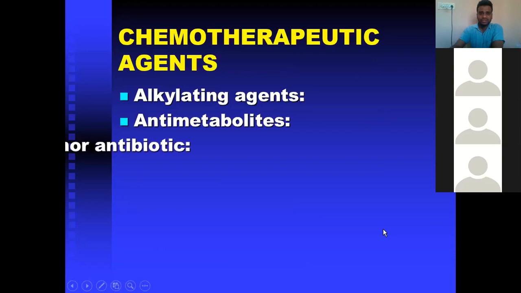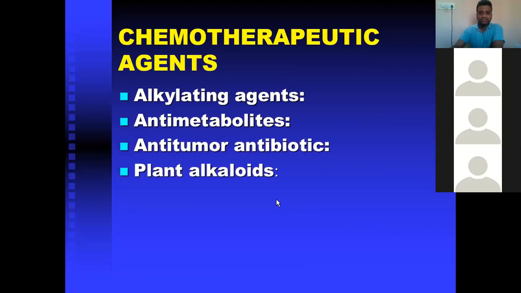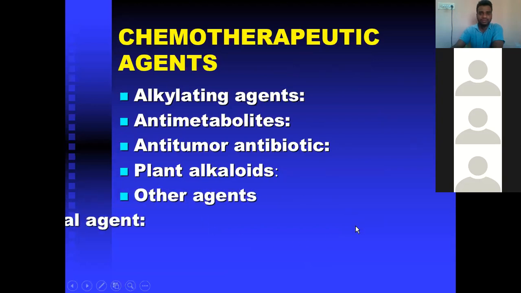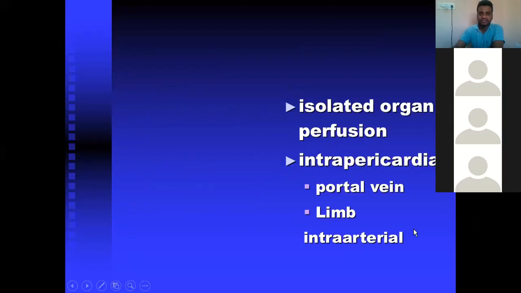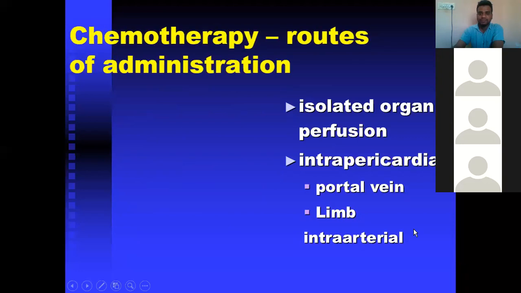Then the alkylating agents, antimetabolites, anti-tumor antibiotics, plant alkaloids, then some of the other agents, hormonal agents, immunotherapy. This is what I was talking about. This is the growing field now. We use the host immune system itself to kill the cancer. So we make the host immunity stronger to identify the cancer and kill the cancer right there, so that the other cells, the normal cells, don't get affected.